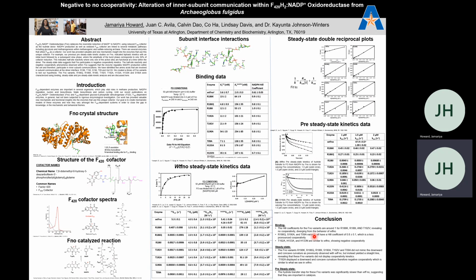are T192A, H133A, and H133N. Those are the variants that still show negative cooperativity kinetics, but all of the other variants now display no cooperativity kinetics. For the steady state, we saw with the double reciprocal plots that most of the variants except for T192A now display no cooperativity kinetics, but T192A still shows that downward and concave curvature, indicating what we see for wild type.